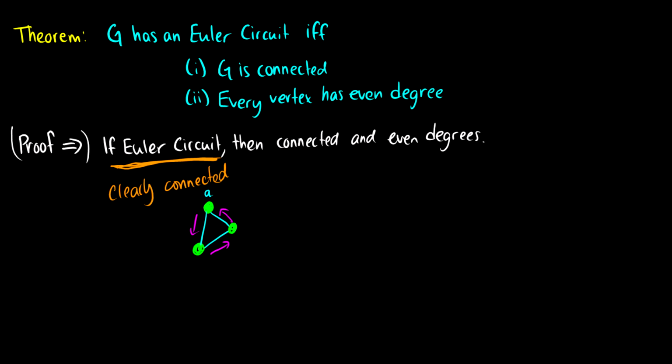But if we have a disconnected graph, so let's say we have a portion over here with this edge, well, it's impossible to get over to that edge to use it. So clearly, it can't have an Euler circuit if it's disconnected. So if there is an Euler circuit, we know the graph is going to be connected. And every vertex has even degree. So what does that mean? Well, let's take a look.